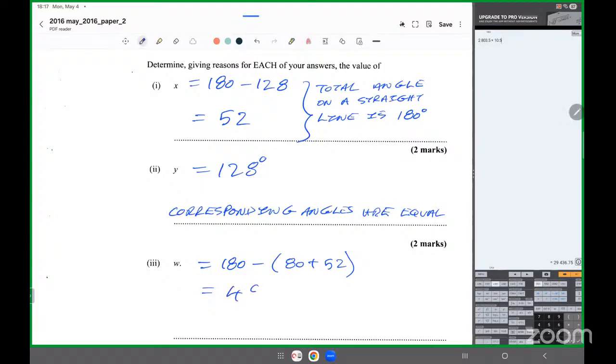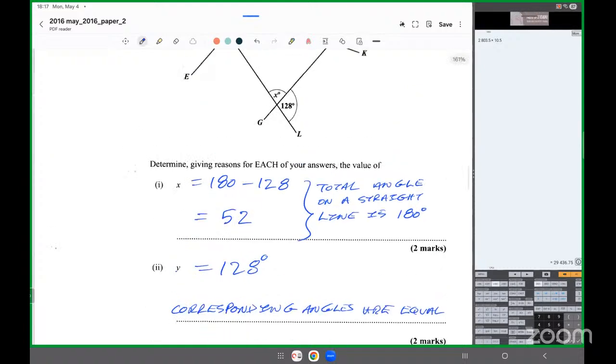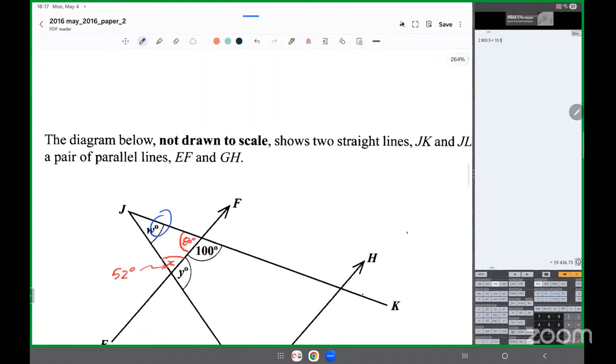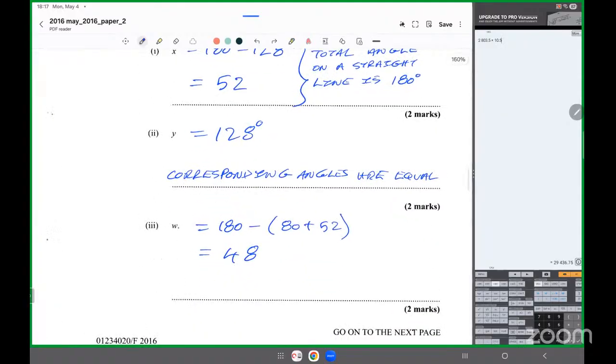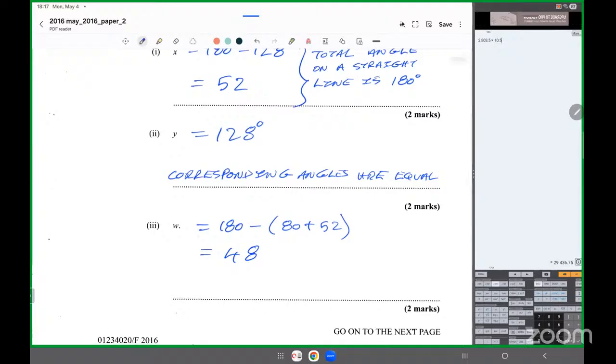So the W is 48. The angle is 48 degrees, but the W is just 48. And them three angles must add up to 180. This and this must add up to 180. So them two add up to 100, and they add the 80, make 180. So the W is 48. Very good? All right. So what do we use for this one now? Total angle of triangle 180, right?